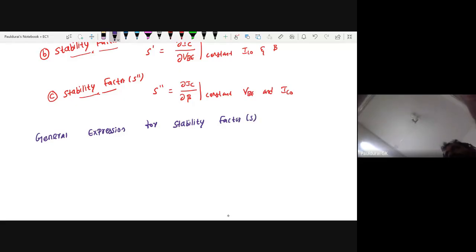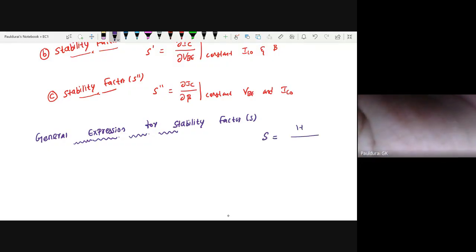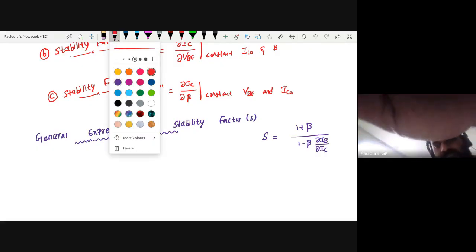It's very simple. It's a 2 mark. Most probably my first 2 mark in the last 2 years: derive the general expression for stability factor S. If you derive the general expression for stability factor S, you will get S equal to 1 plus beta divided by 1 minus beta times change in IB with respect to IC. It's a very important formula. Please make a note.